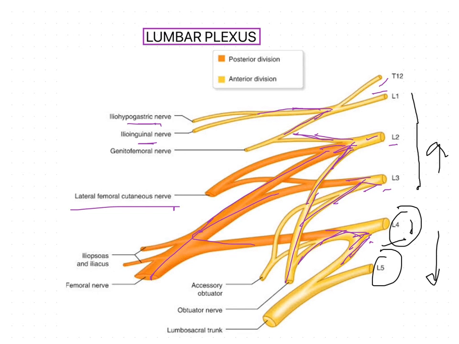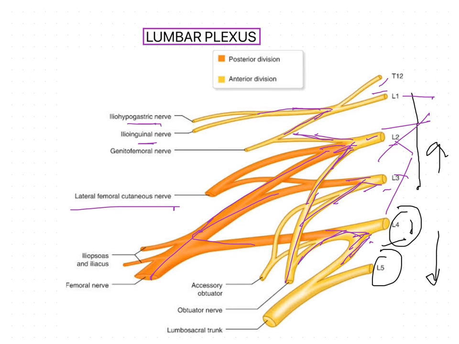So these are all the branches which are coming from the plexus. So this is the mode of formation of lumbar plexus. Some of the branches which are arising from the root level: one is psoas minor, which is supplied by L1, and psoas major from L2, L3 and L4, and iliacus from L2 and L3. So these are all the branches which are coming from the root level.